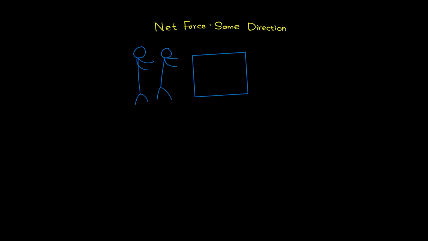Two workers push a crate in the same direction. One pushes with 15 newtons, the other with 20 newtons. What's the total force on the crate? This is straightforward vector addition for forces in the same direction. Just add them up. 15 plus 20 equals 35 newtons, all pushing the same way. You only subtract forces when they point in opposite directions. When forces align, they combine.